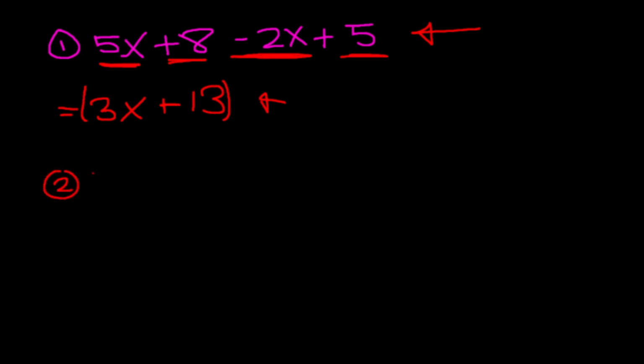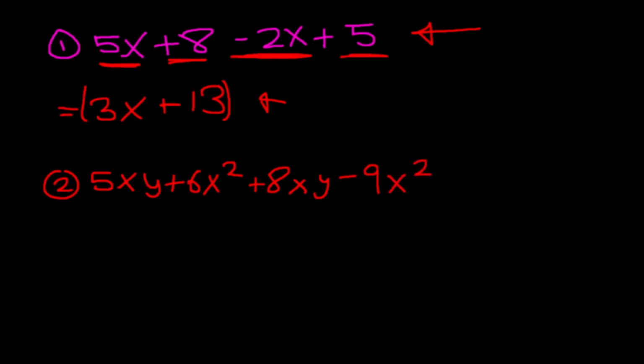The second example is 5xy plus 6x squared plus 8xy minus 9x squared. Alright, first off, let's try and identify the like terms. The like term for 5xy would be 8xy, as it is the only other term in the expression that has a y variable. So 5xy plus 8xy is going to give you 13xy.